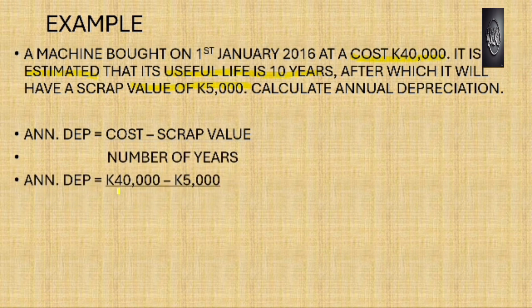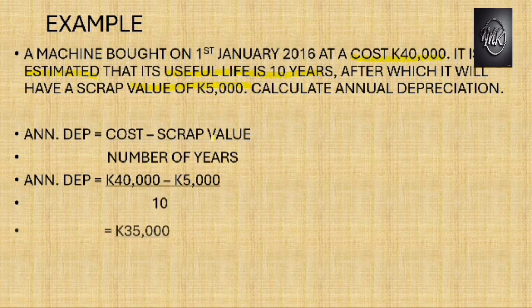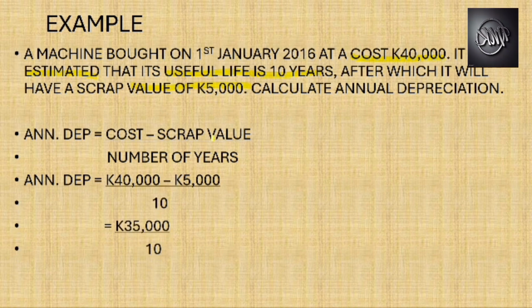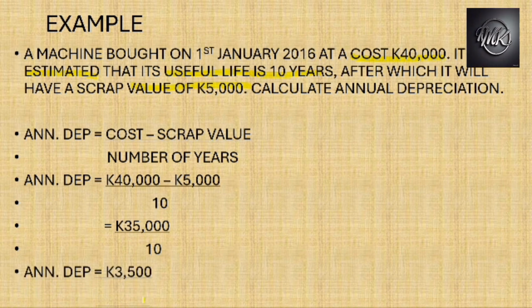Therefore, our annual depreciation will be 40,000 kwacha, the original cost, minus the scrap value that we have here, over the number of years, which is 10 years. This gives us an annual depreciation of 3,500 kwacha using straight line, meaning that this is the depreciation we will be charging every year, year in, year out. It will never be higher or less. It will just be 3,500 since we are using the straight line method.